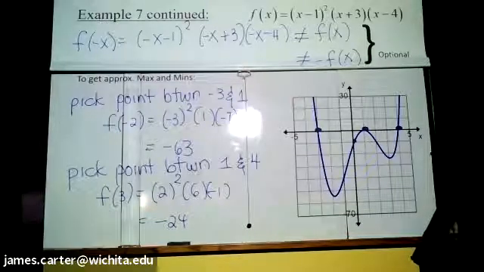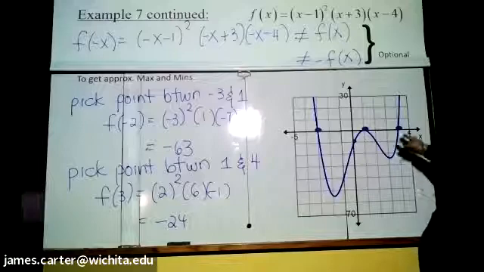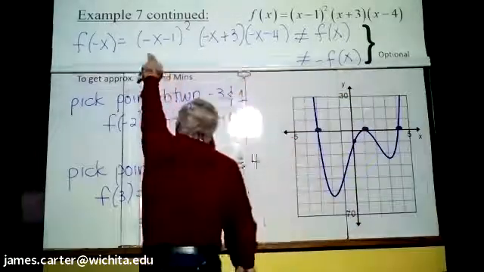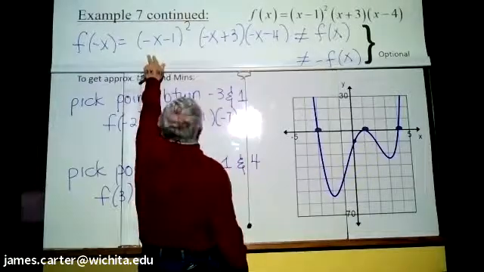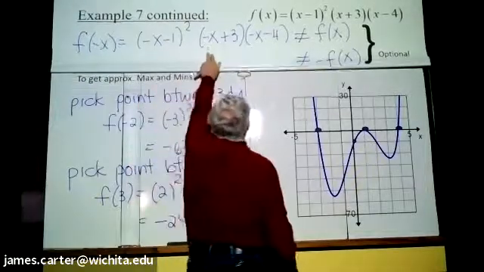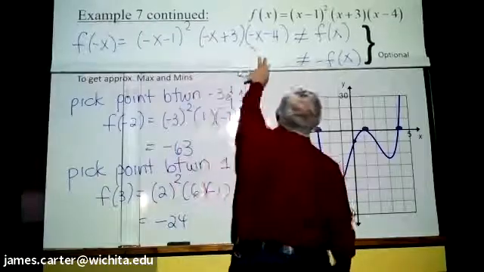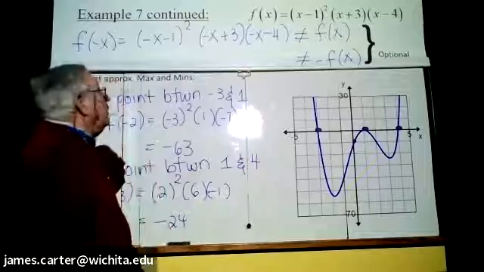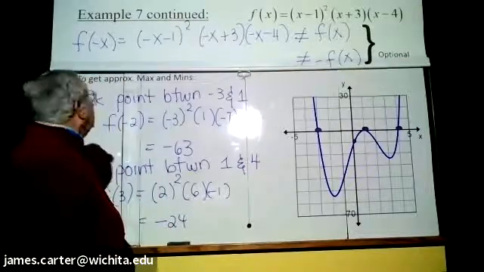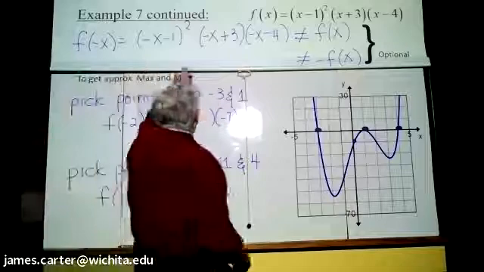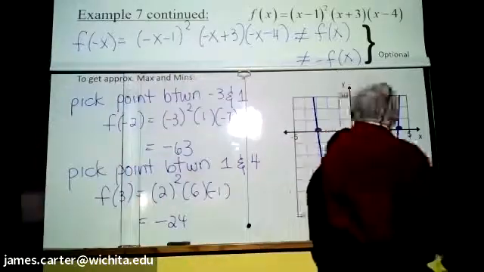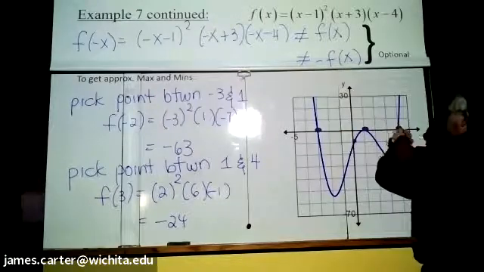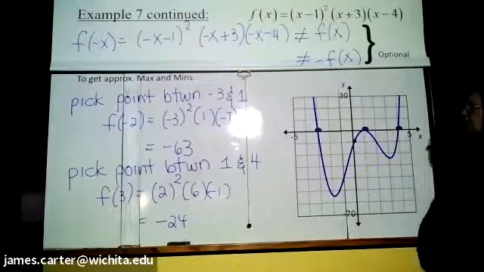So let's see what we get on these. This is our graph. Now, how did we get up and up? Negative times negative is positive. Negative times negative is positive. So overall, the leading sign is positive. We know that this one has to be a touch and go. We know that this one has to be crossing. We know that that one has to be crossing.